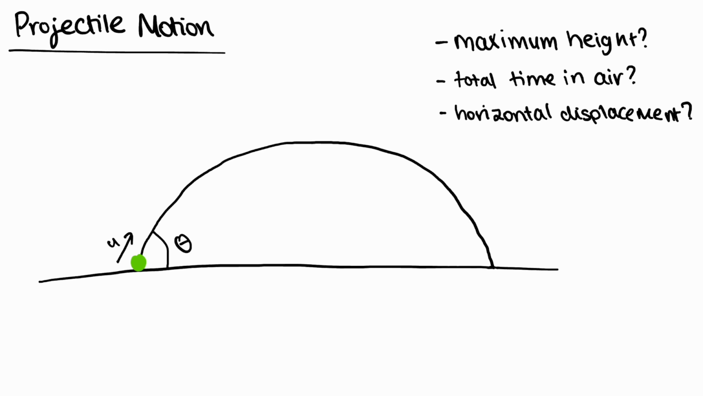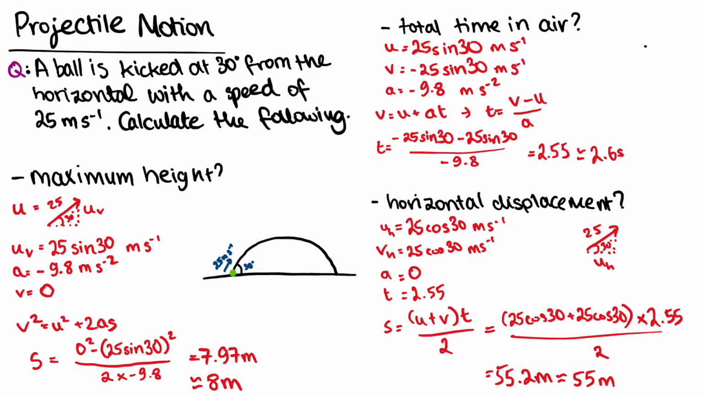Maximum height, total time in air, and horizontal displacement. So let's attempt something. Again, if you want to try it yourself, don't look at the answers, but we're going to go through it. A ball is kicked at 30 degrees from the horizontal with a speed of 25 meters per second. What is the maximum height?